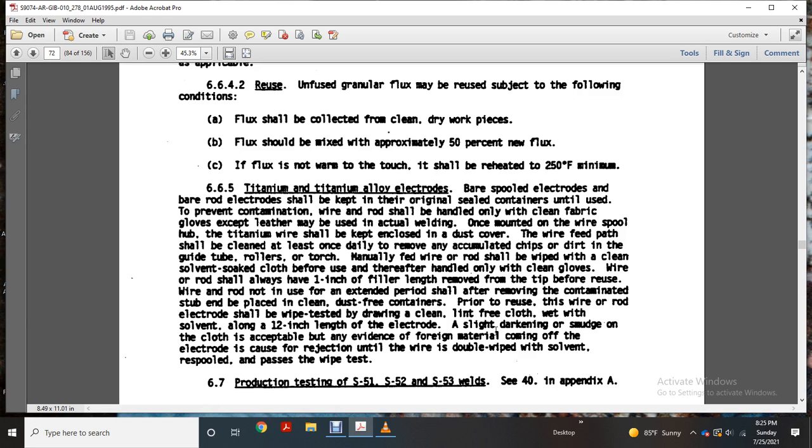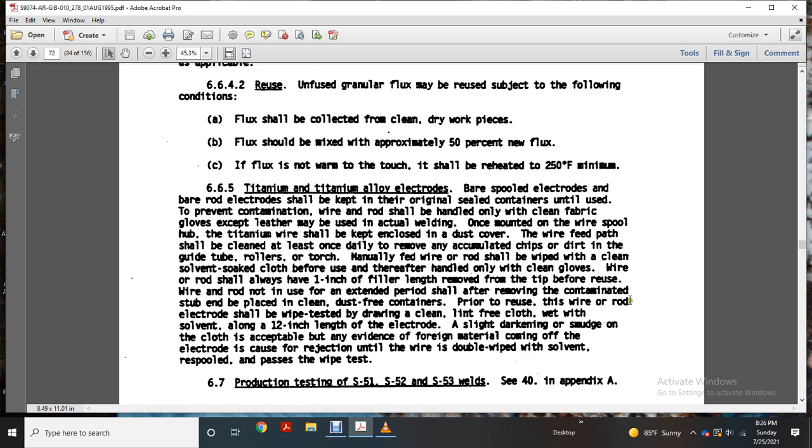Manually fed wire and rod shall be wiped with a clean solvent-soaked cloth before and after handling, using only clean gloves. Wire and rod should always have 1 inch of filler length removed from the tip before reuse. Wire or rod not used for an extended period, or that may have been contaminated, should after removal have the stub end placed in a clean, dust-free container.